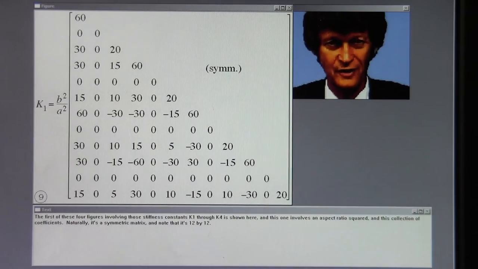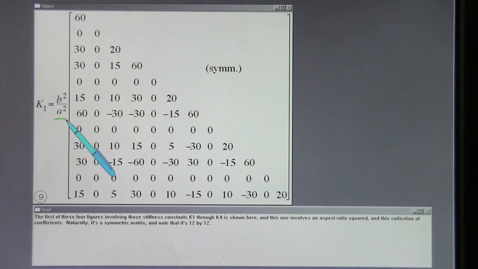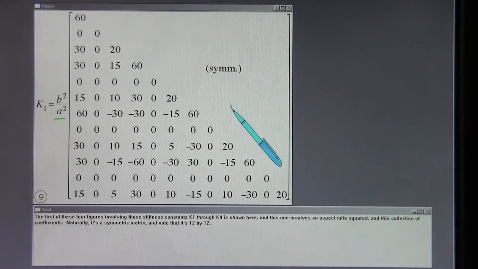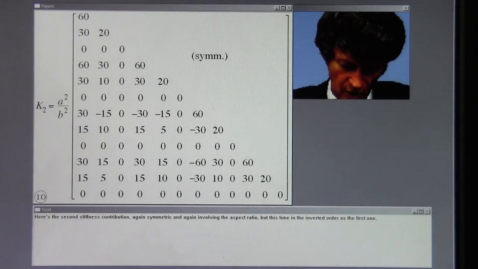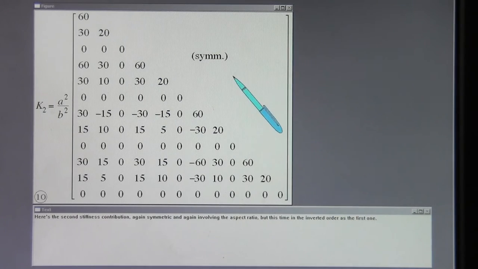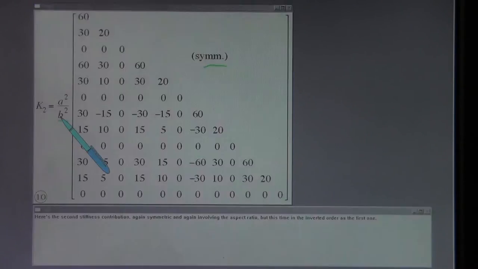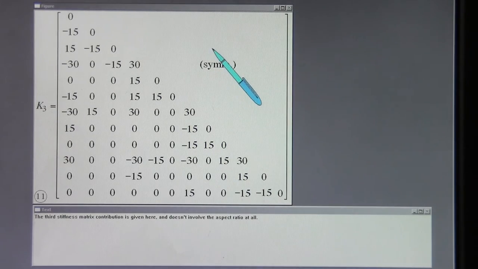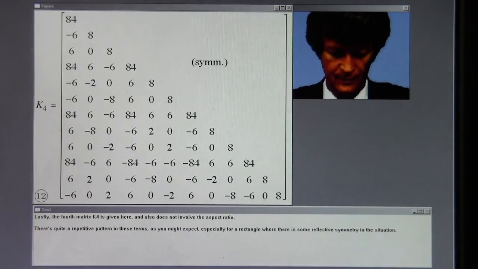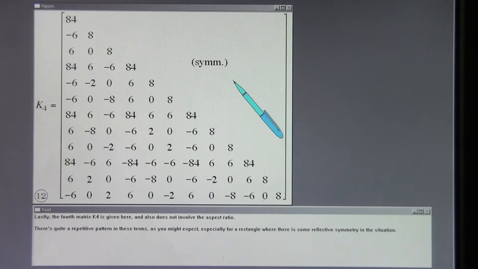The first of these four figures involving those stiffness constants K1 through K4 is shown here. And this one involves an aspect ratio squared and this collection of coefficients. Naturally, it's a symmetric matrix, and note that it's 12 by 12. Here's the second stiffness contribution. Again, symmetric, and again involving the aspect ratio, but this time in the inverted order as the first one. The third stiffness matrix contribution is given here and doesn't involve the aspect ratio at all. Lastly, the fourth matrix, K4, is given here and also does not involve the aspect ratio.